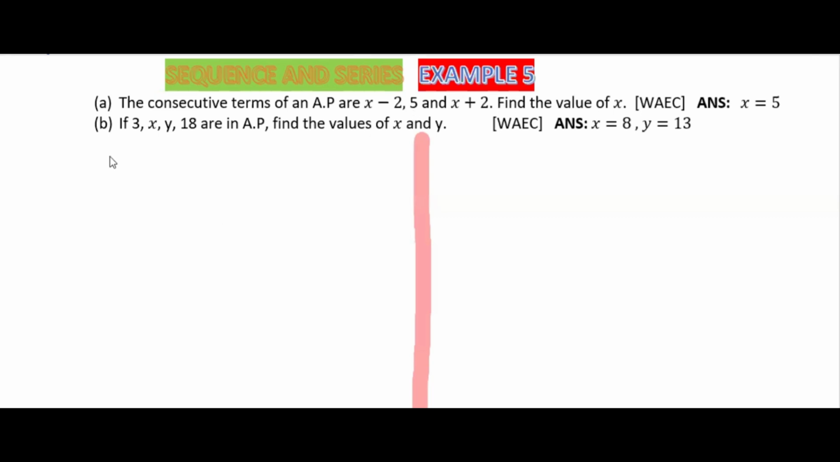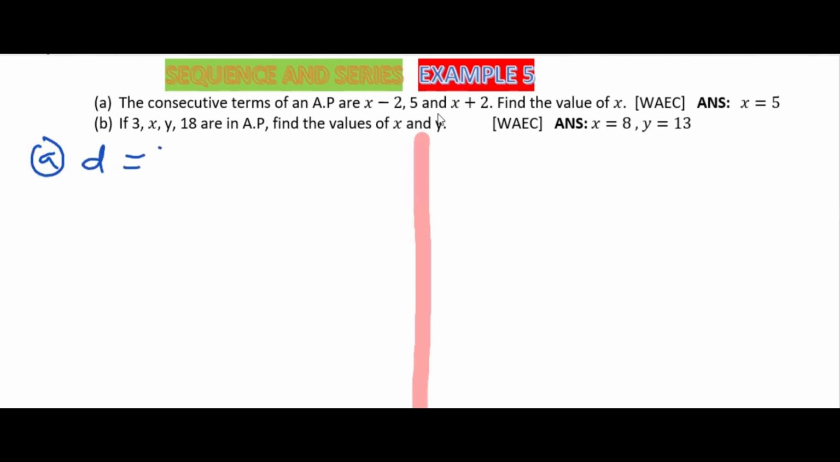In our example 5, a part of it says that the consecutive terms of an AP are x minus 2, 5, and x plus 2. We have to find the value of x. So when you are confronted with this type of problem, what you simply do to generate an equation is work along their common difference.